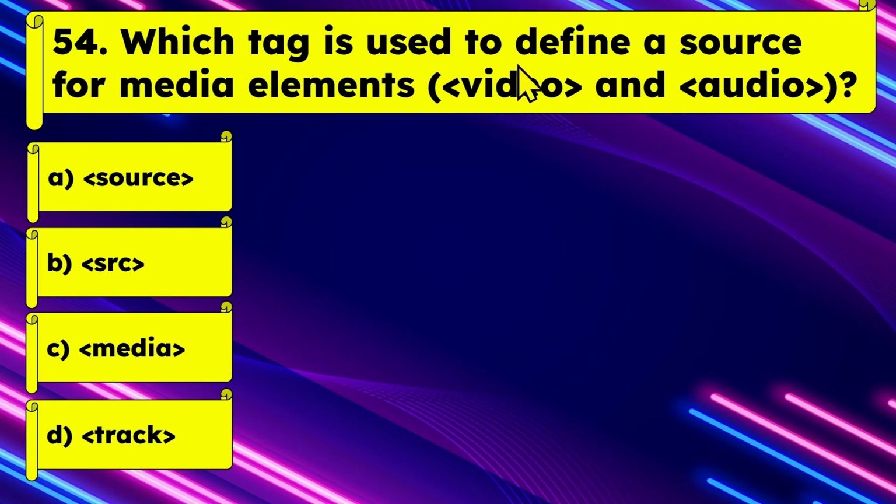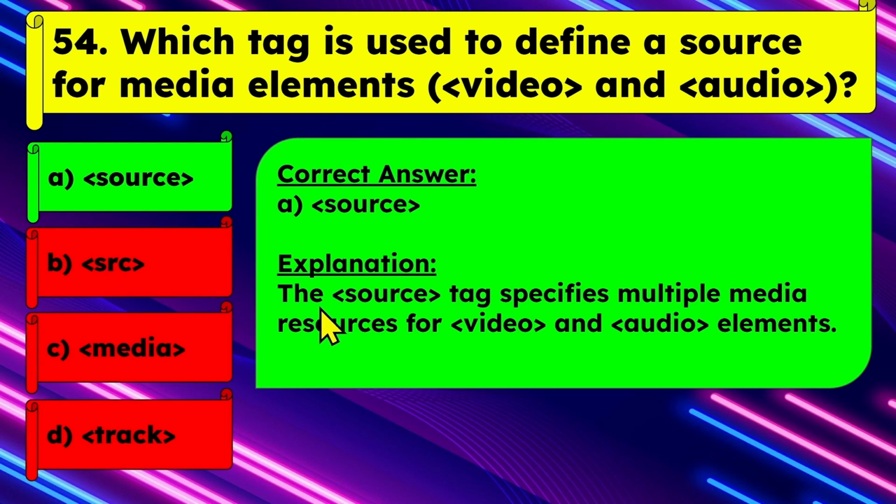So let's jump to our next question. Which tag is used to define a source for media elements? And these media elements can be video and audio. So here we have our four options. Option A is source tag, option B src tag, option C media tag, or option D track tag. So here the correct answer will be option A. As you can see, the source tag specifies multiple media resources for video and audio elements.